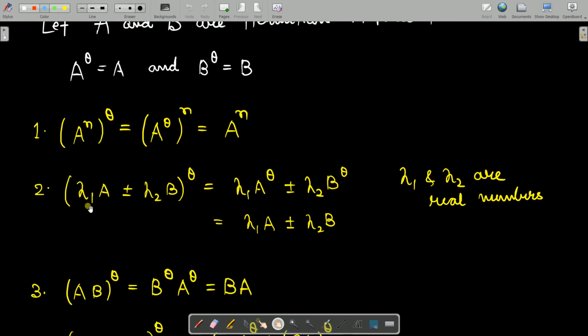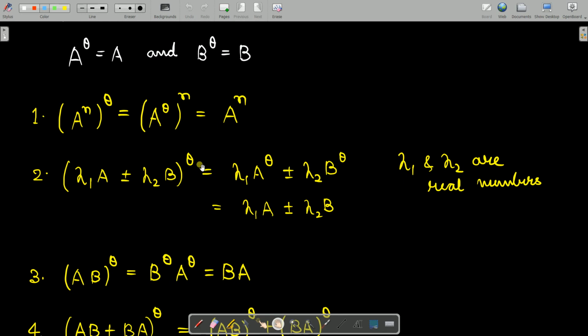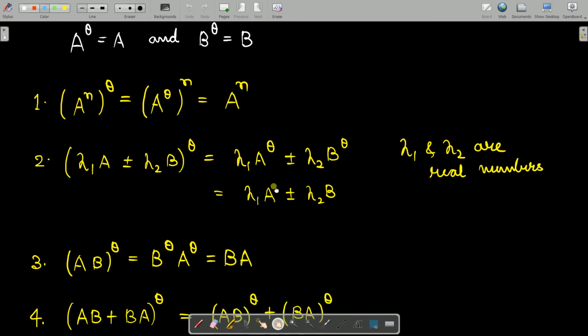Now the second one, that is (lambda 1 A plus minus lambda 2 B) whole to the power of theta. We can break this up separately: lambda 1 A to the power of theta plus minus lambda 2 B to the power of theta. A to the power of theta is A and B to the power of theta is B, so we get this. Hence we can say that lambda 1 A plus minus lambda 2 B is a Hermitian matrix. The power theta was also applied to lambda 1 and lambda 2, but since they are real numbers, it doesn't have any effect on them.